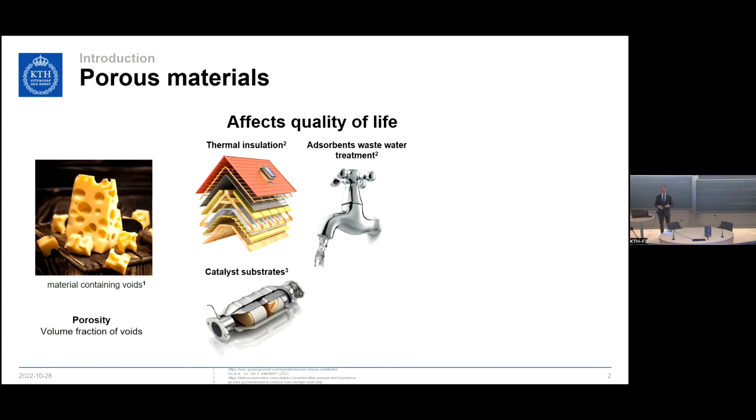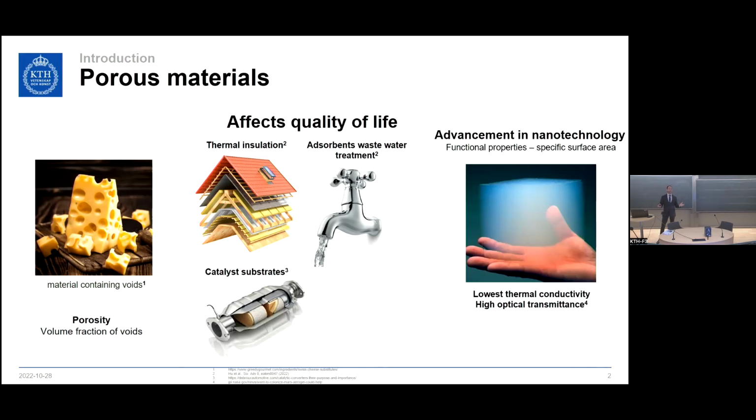Porous materials affect our quality of life, but mostly indirectly, as we don't work so much hands-on with these materials. But we can find them as thermal insulators in buildings, adsorbents in wastewater treatment, or catalysts in cars. With the rapid advancement in nanotechnology, the usefulness of these materials has expanded, in which functional properties can be mixed with high specific surface area. This can lead to materials with a combination of properties such as low thermal conductivity or high optical transmittance.